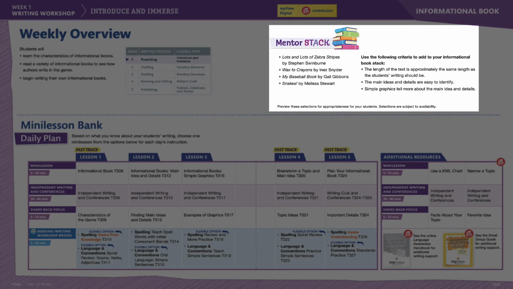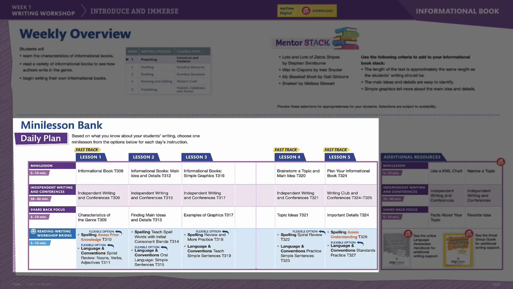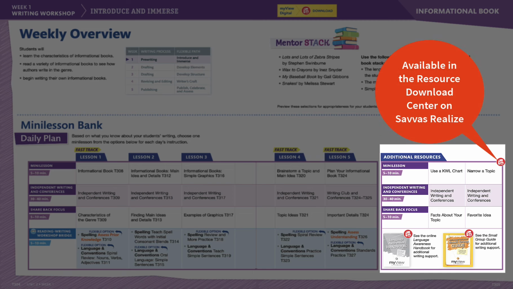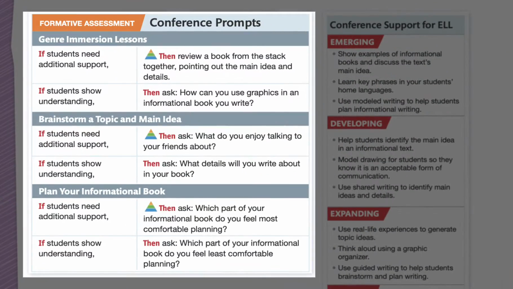Mentor stacks are suggested model texts teachers can use to help students become acquainted with authentic models in the writing genre for each unit. Teachers have a bank of focus mini lessons to tailor their instruction to students' needs and interests. Additional options are provided for every mini lesson to be model, guided, or shared writing, as well as students writing independently every day. Teachers have productive writing conferences with students using conferring tips directly tied to whole group mini lessons. Conference prompts are provided with if-then support to guide instruction.